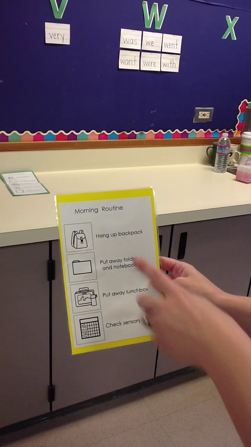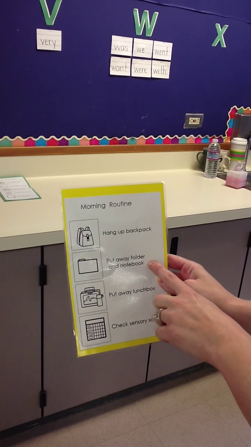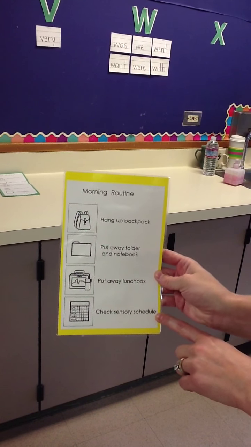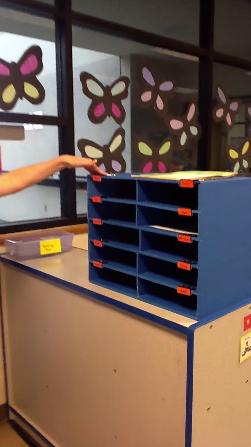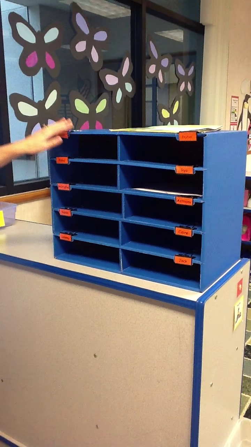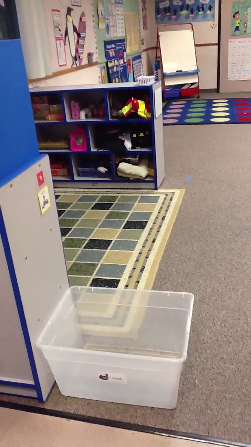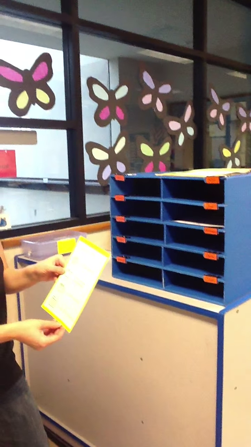So the first thing that they would do is they would hang up their backpack outside, put away their folder and notebook, put away their lunchbox, and then check in with their sensory schedule. So over here they have clearly defined areas of where they would put away their folders and their notebooks. They have mailboxes, each with their own name. The lunch area is also clearly defined for them. And since this is a routine, most students only need this for the first few weeks of school, and then as they learn the routine they no longer need this, but it's still a good visual in case they forget something.